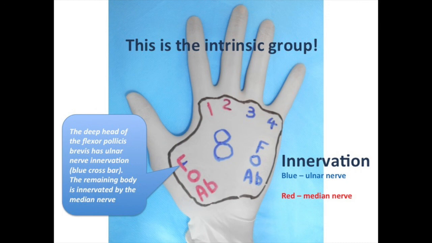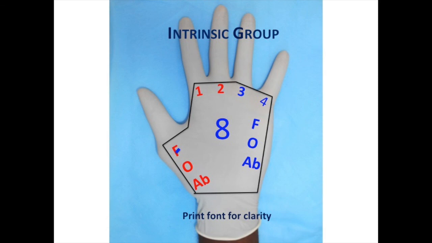I would take my black marker and now surround this group to indicate that these are the muscles of the intrinsic group of the musculotendinous system of the hand. You can again pause the video while you do this. Again, I've included the print font for clarity.